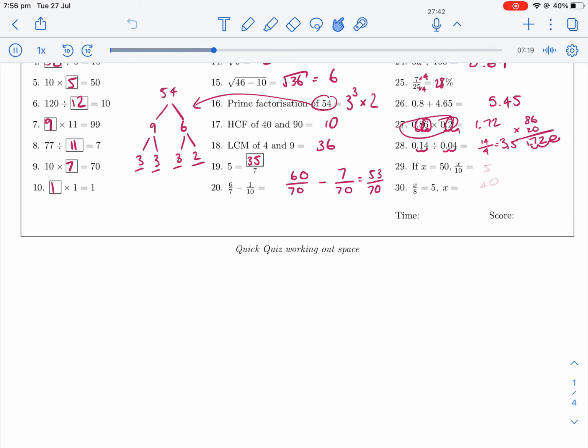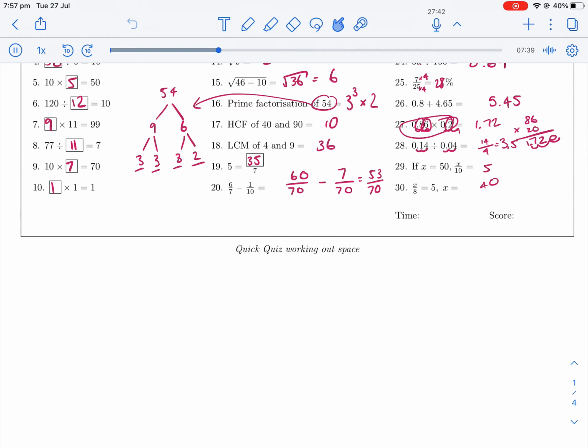If x is 50, 50 on 10 is 5. Oops, sorry. And 5 eighths are 40. 40 divided by 8 is 5.